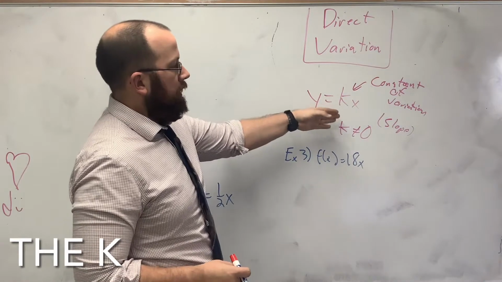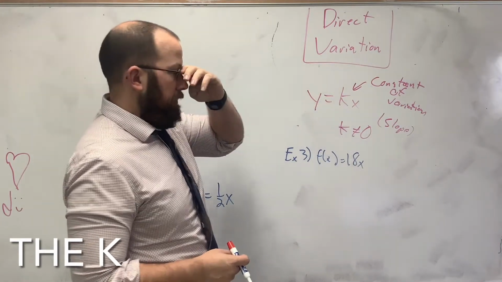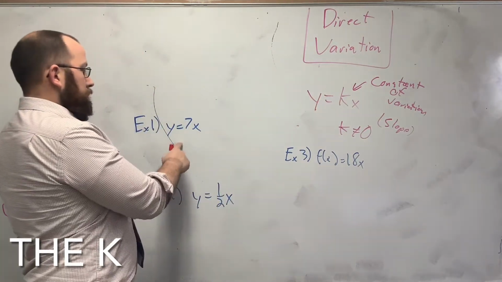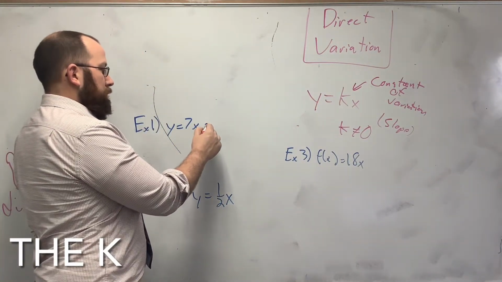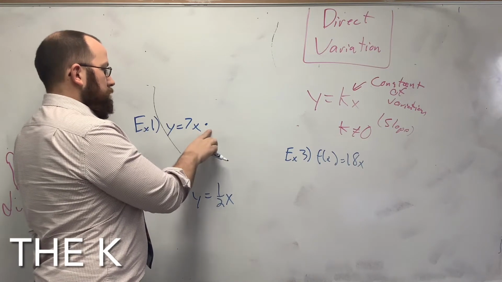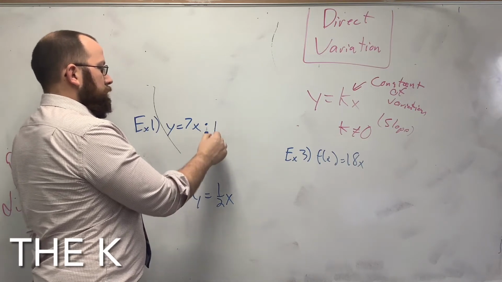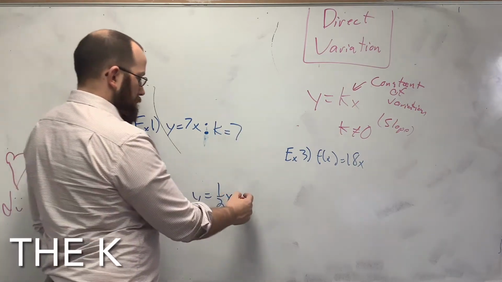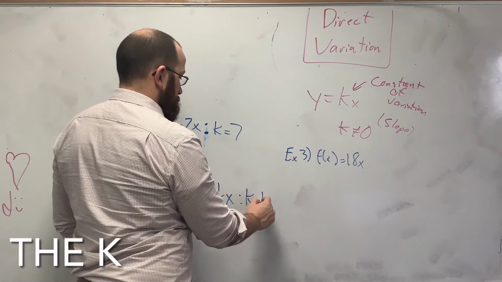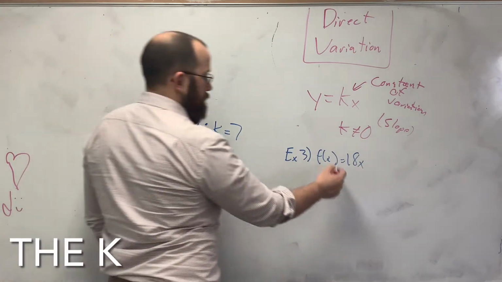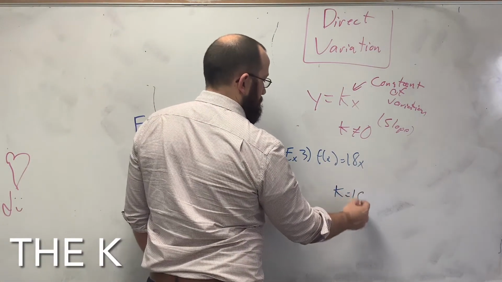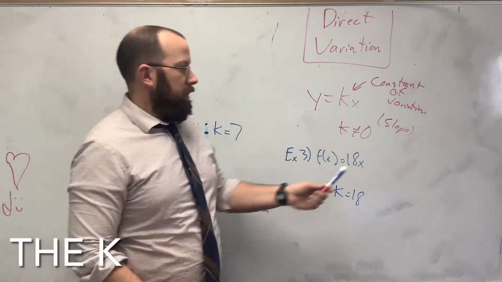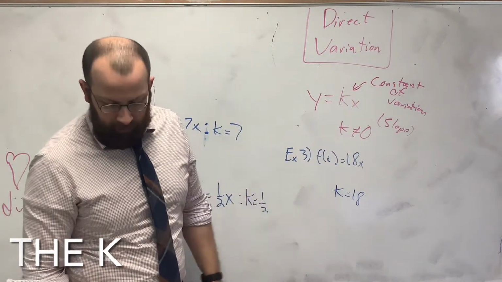This function right here, even though it has a y instead of the f(x). What is the constant of variation for these? Or what's a direct variation? Well, this one, your k equals 7. Here, your k equals 1/2. Over here, your k equals 18. So it's where your slope always is. Hence, it being slope or the rate of change, which are all the same thing.